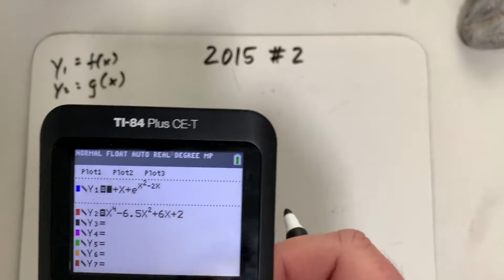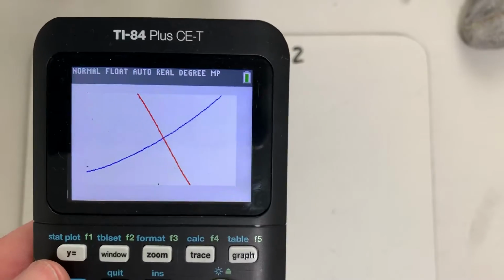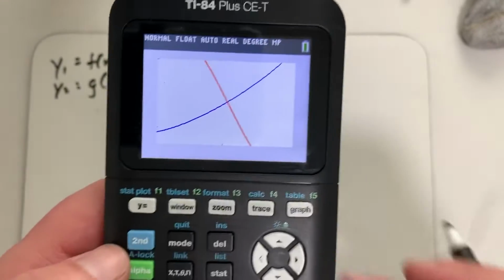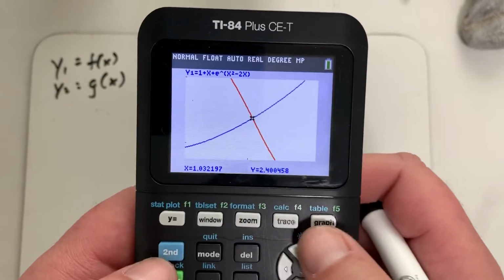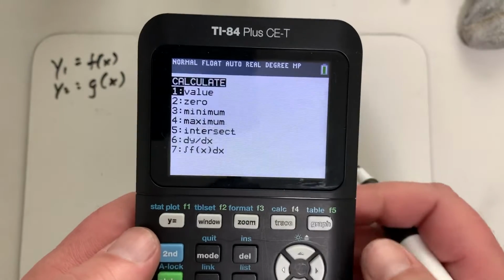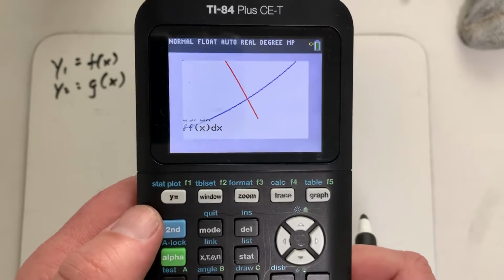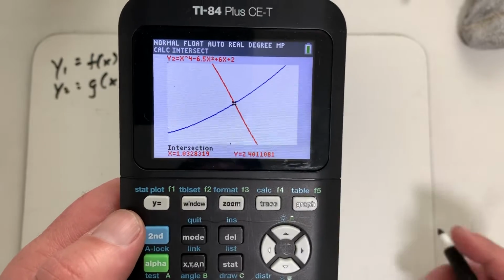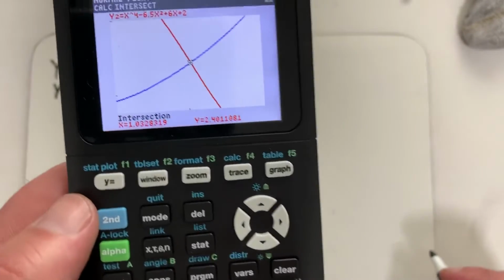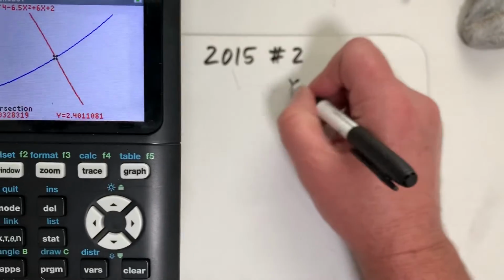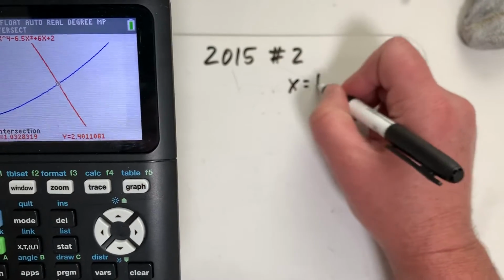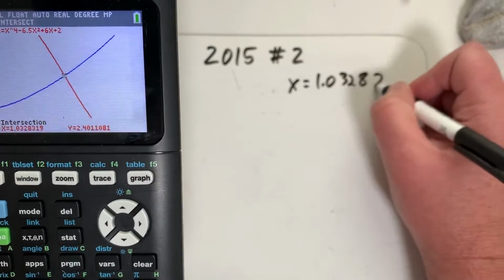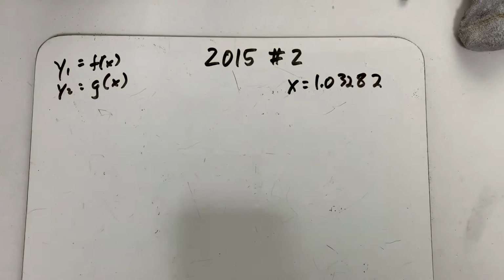The other thing we need to do is figure out where that intersection is right there. That's where the two of them come together, and I need to know what the x value is. So I'm going to type in trace, second, and calculate, find the intersect, number 5. Enter, enter, enter, there we go. So it says intersection. Our x intersection is going to be at 1.03282.